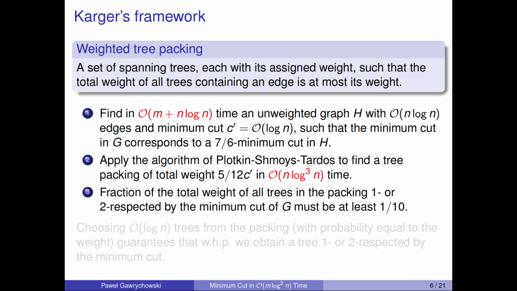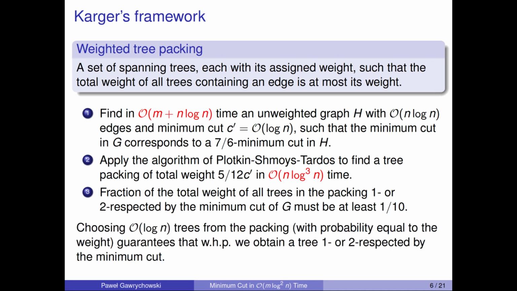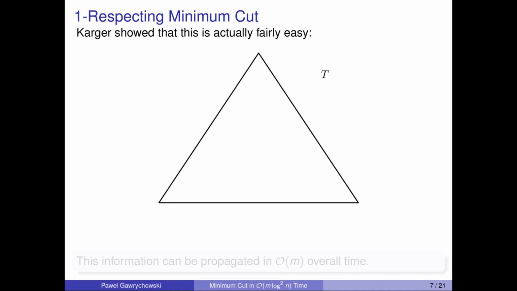And the final step in his reasoning was that the fraction of the total weight of all trees in the found packing, 1 or 2 respected by the minimum cut, must be constant. So you can sample using those weights as probabilities, and with constant probability, you will hit a tree that can be used as a hint. This needs to be amplified by repeating log n times to obtain an algorithm that works with high probability. Okay, so this is how you find this hint.